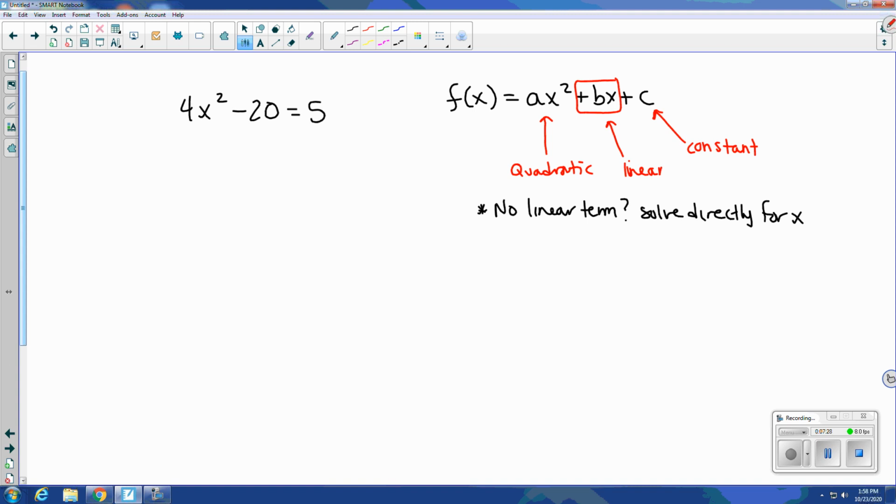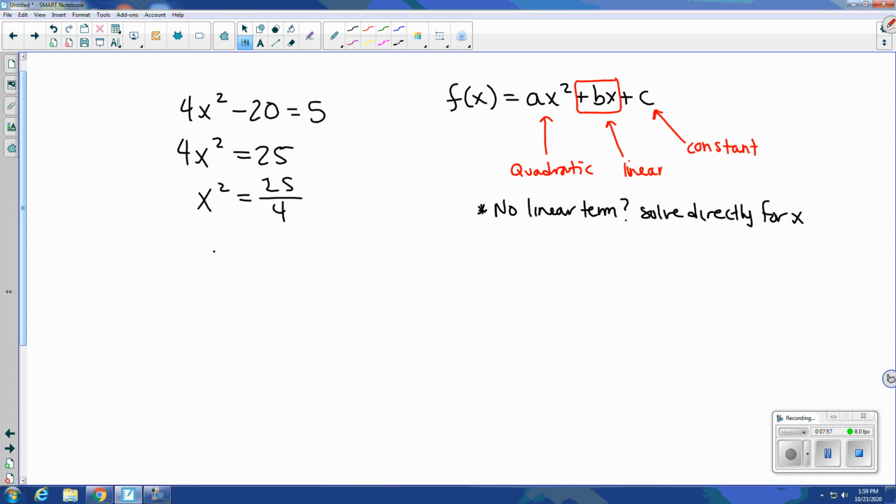We have this quadratic equation. My goal is to solve this equation. Before, when we only had factoring at our disposal, we would have to set this equation equal to 0. But we're going to notice now that there's no linear term anywhere in this equation. So there's nothing stopping me from solving directly for x. So we're going to isolate x using our basic inverse operations. If I add 20 to both sides, I get 25. If I divide by 4, I get 25 over 4.